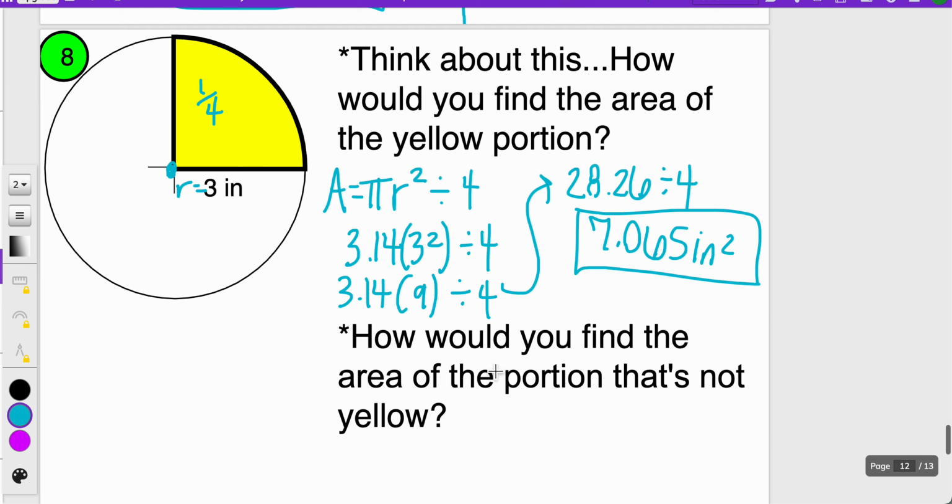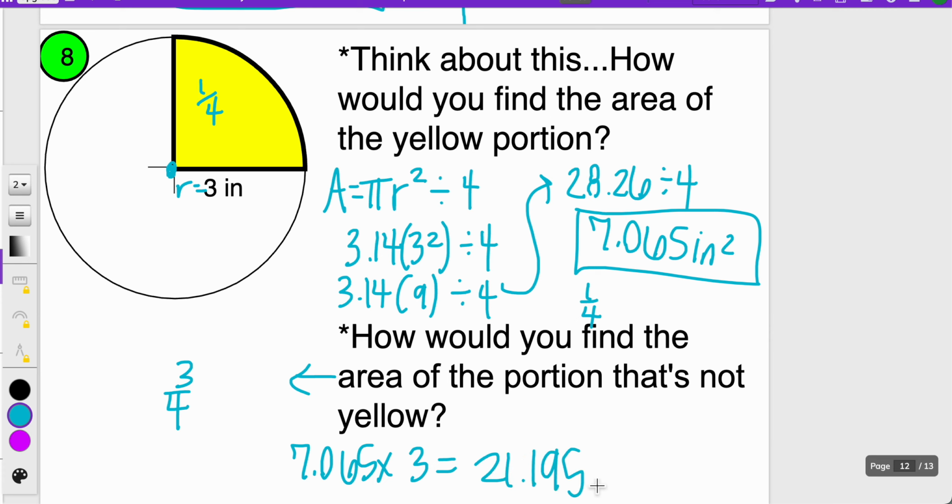However, the next question said, how would you find the area of the portion that's not yellow? Well, this portion would be 3/4, the not colored in portion. So if this is 1/4, I can just take this number and multiply that by 3. 7.065 times 3 would give me 3/4, and that's 21.195 square inches. Some of you thought, well, Ms. Mullins, couldn't I take my entire area, this is my whole circle, 28.26, and subtract 1/4, my 7.065? Of course, you still get 21.195.